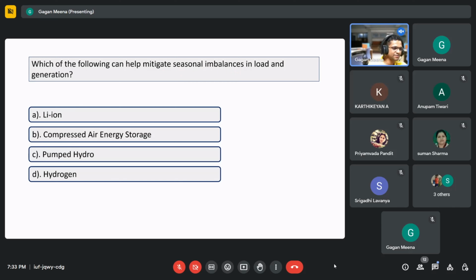As per research, it has been found that with lithium ion we cannot go beyond a 10-hour discharge duration. Beyond that, it becomes highly uneconomical to construct lithium ion with more than 10-hour discharge duration. Right now we only have 2-hour and 4-hour discharge duration lithium ion batteries. So maximum we can go only up to 10 hours. Seasonal imbalances require more than 100-hour discharge duration, so lithium ion cannot provide that.